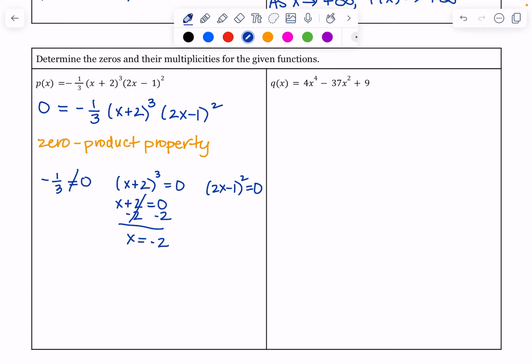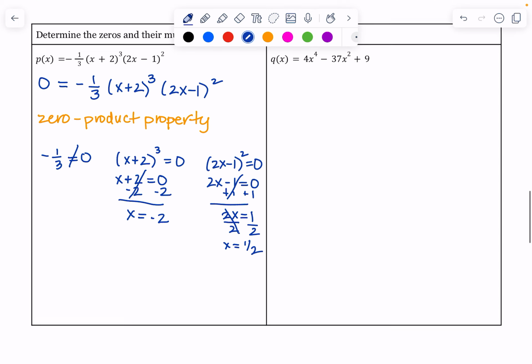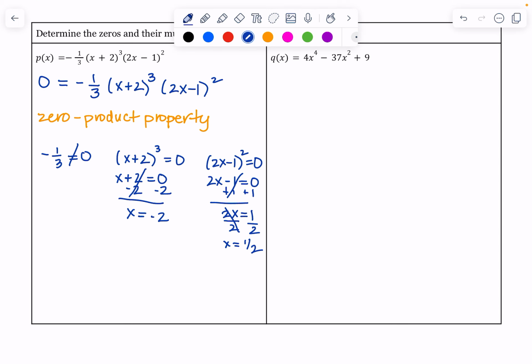For the second one, same thing. I'm going to square root, and I've just got 2x minus 1 equals 0. I'm going to add 1. I've got 2x equals 1. Divide by 2. And I've got x is equal to 1/2. Okay, so I have my two x-intercepts, or my two zeros. However, we need to talk about multiplicities.